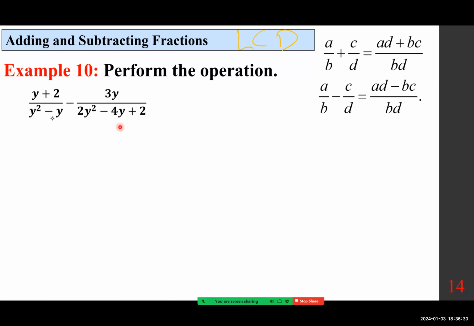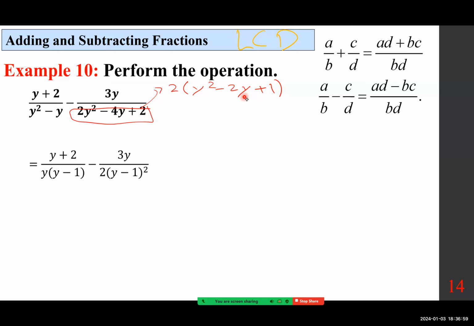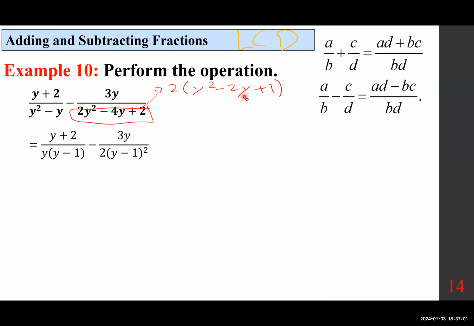So this one is y times y minus 1, and this one is, first let me take the common factor of 2 out, so it becomes clear that I can take out the 2, and I get y squared minus 2y plus 1. I hope you recognize this one as a perfect square trinomial, y minus 1 quantity squared. And therefore, now we can write the LCD as 2 times y minus 1 squared, right?